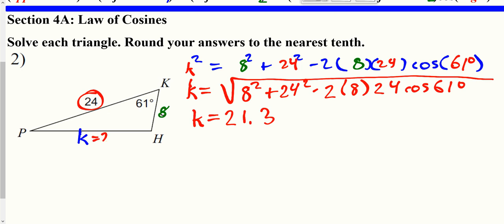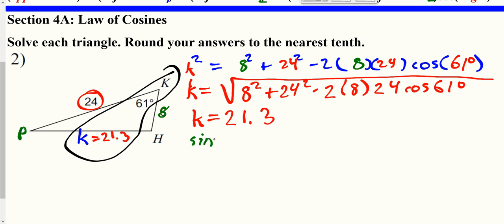So if this is 21.3, you'll notice that we now have an opposite pair, so we can use law of sines. Could you use law of cosines again to get your missing angles? Yes, but law of sines is often going to be easier. Which angle you go to and find next really doesn't make a difference. I'm going to do P. So since I'm looking for sine of angle P, I'm going to put the sine of P on top over its opposite side equals that opposite pair that I know.